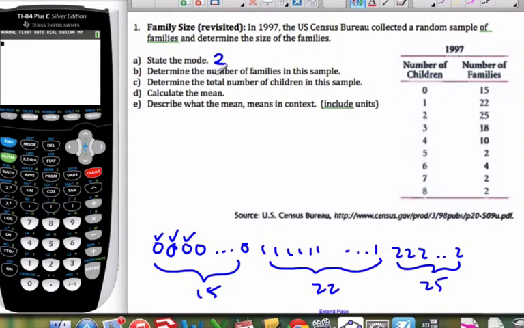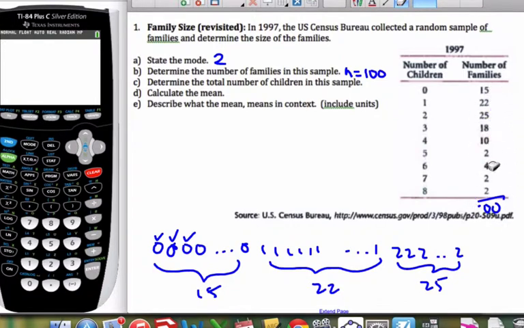B part, determine the number of families in this sample. So how many families did they sample? To do that, there's 15 zeros, 22 ones, so these are families. I'm going to add 15 plus 22 plus 25. I'm going to add up all these values here and get a total. When I do that, I end up with 100. So n is equal to 100 when I add them up.